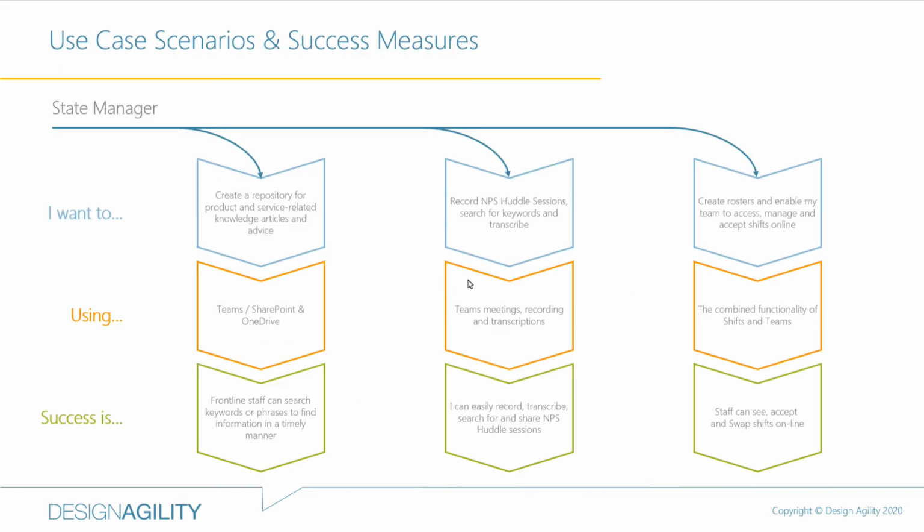And so out of this comes some use case scenarios and success measures. So what do I want to do? What are we going to use to do it? And what does success look like? So here I want to create a repository for product and service related knowledge articles and advice. We're going to use Teams, SharePoint, and OneDrive for this. And with success, frontline staff will be able to search keywords or phrases to find information in a timely manner. So, etc. There's other ones with this as well.